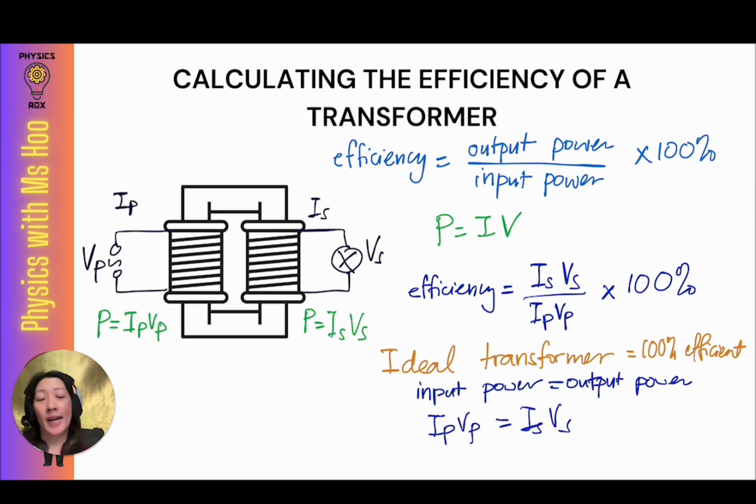For those of you who are studying IGCSE, you actually only need to know this formula. The questions they ask you tend to focus only on ideal transformers. IPVP equals ISVS. For those of you who are taking SPM, you may be required to use the efficiency formula if you have a transformer that is less than 100% efficient. But if you come across a question which says ideal transformer, then you use this IPVP equals ISVS formula. I'm just going to write this for your information, that this is for SPM only, whereas IPVP equals ISVS is for both SPM as well as IGCSE.